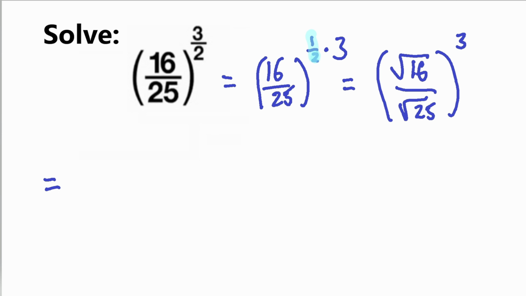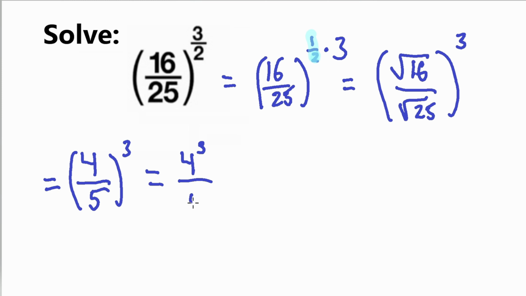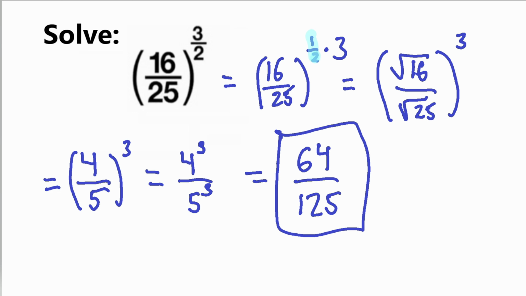Now what is the square root of 16? It is 4. And what is the square root of 25? I got ahead of myself, it is 5 already. I spoiled it. And now this is all still to the power of 3. Remember, when you have a power on a fraction, you apply the power to the numerator and denominator. So 4 to the power of 3 over 5 to the power of 3, which by the way is called cubed when it's a power of 3. So 4 cubed over 5 cubed. And we already did this before: 4 cubed is 64, and 5 cubed is 125. So that is our answer.